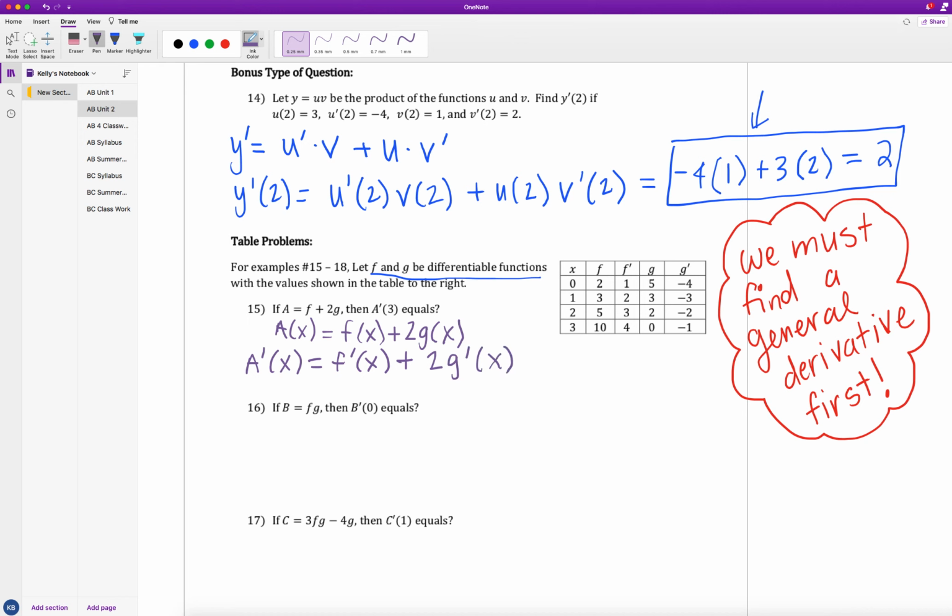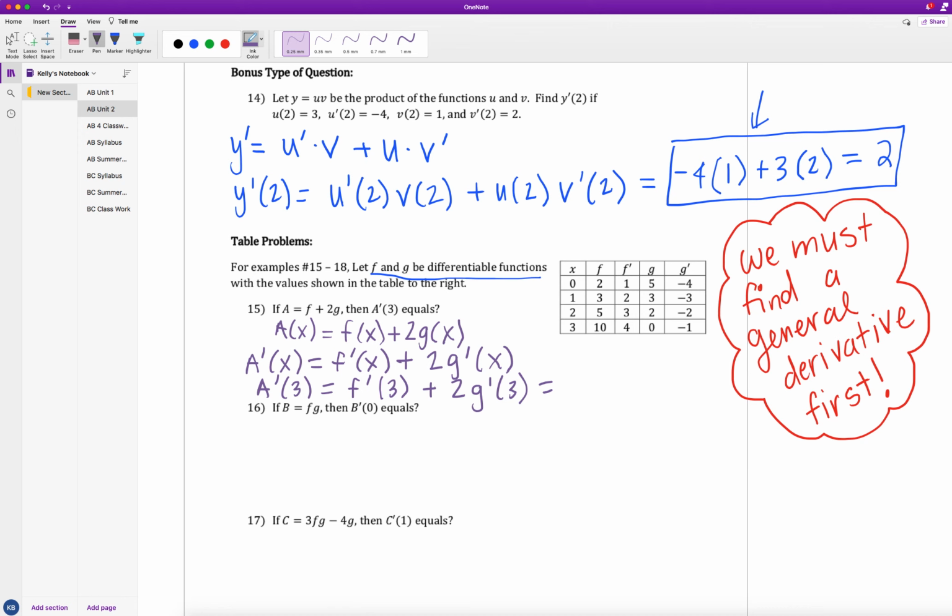Now from here, they're specifically asking for a prime of 3, so if I plug in 3 for x, I've got to plug in 3 for all of the x's over here, and I'm looking at f prime of 3 plus 2 times g prime of 3. Well, in this case, I can't leave my answer like this. Although it's equal to a prime of 3, I need an answer that's numeric. That's where the table is going to come into play.